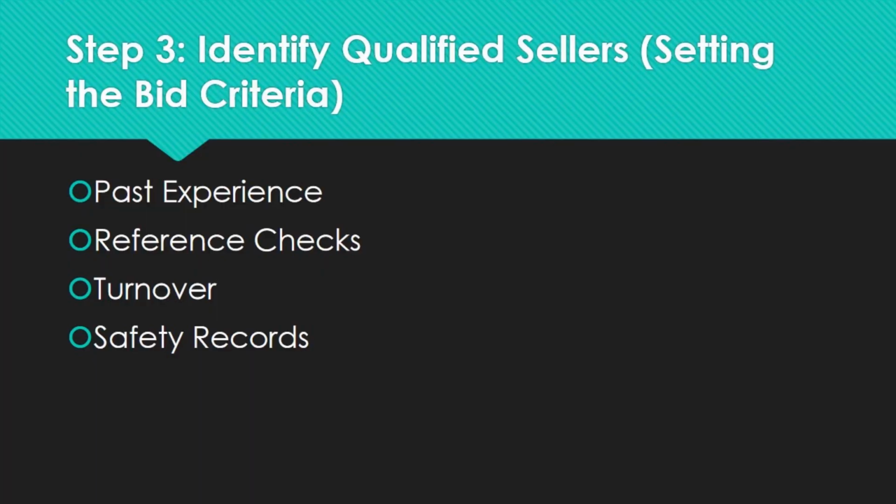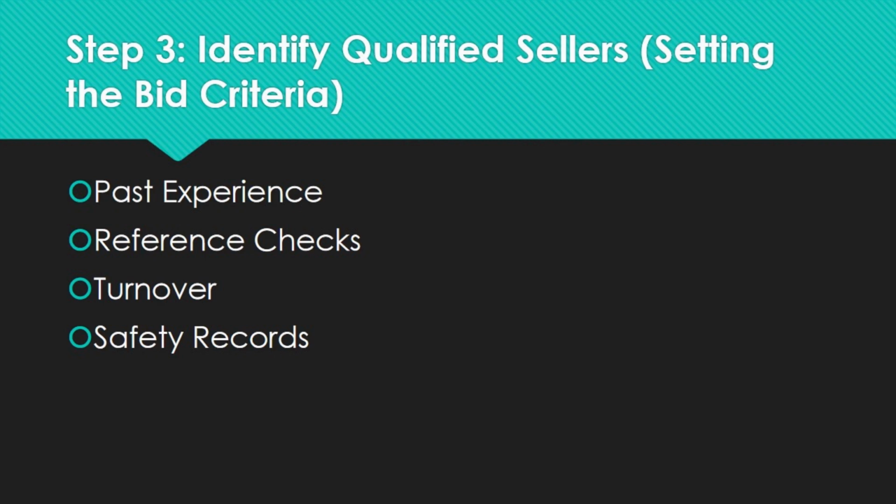Now you move on to step 3, which is identifying the qualified sellers, which can also be called technically setting the bid criteria. This is important to have the competent vendors for getting your job done. Now how do you do this? You check for the past experience. It could be your past experience with the vendor, you have worked with them in the past, or it could be their past experience where they have delivered similar projects successfully for other clients.